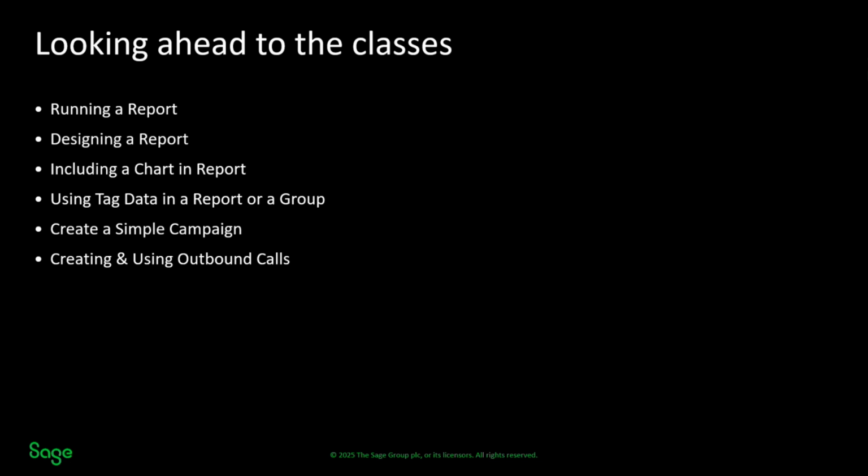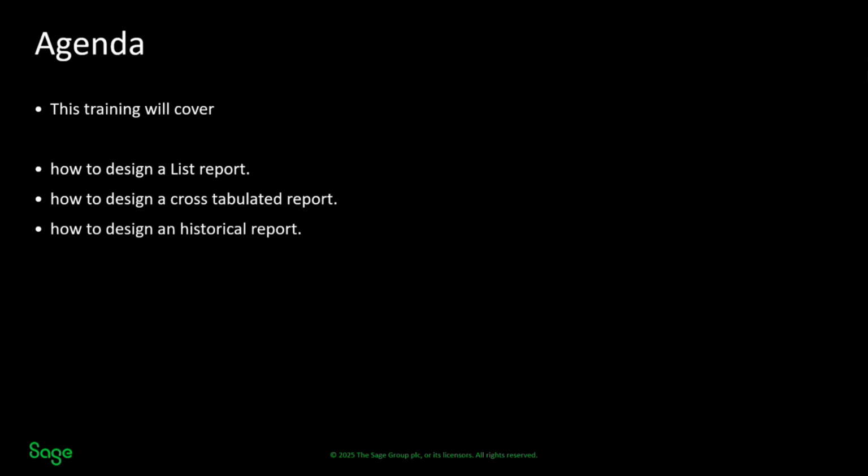But right now, we're going to get going, and what we're going to be looking at is how we can design a list report, a cross-tabulated report, and a historical report. So we're going to really get going into that straight away.